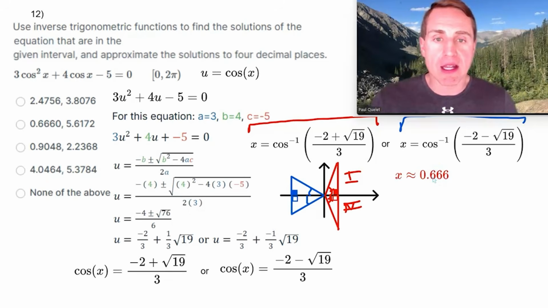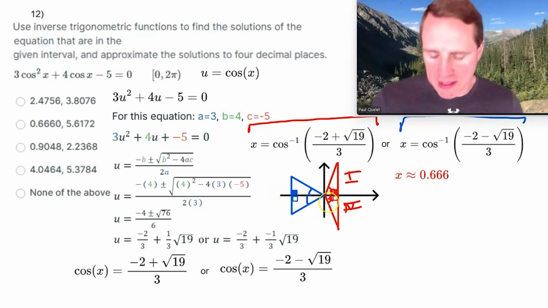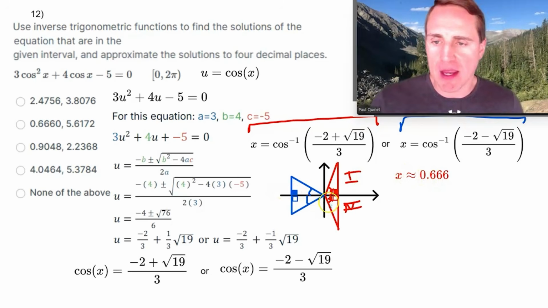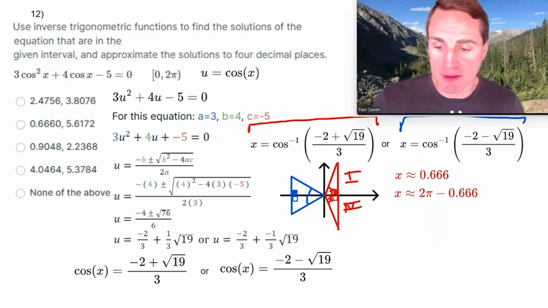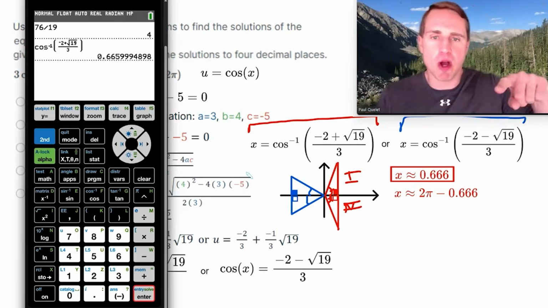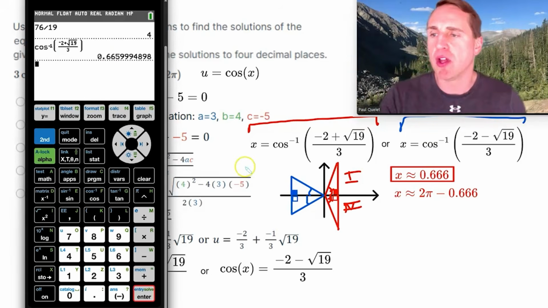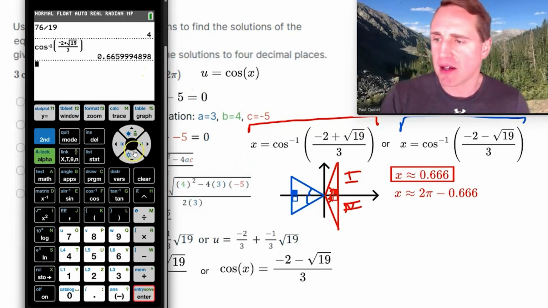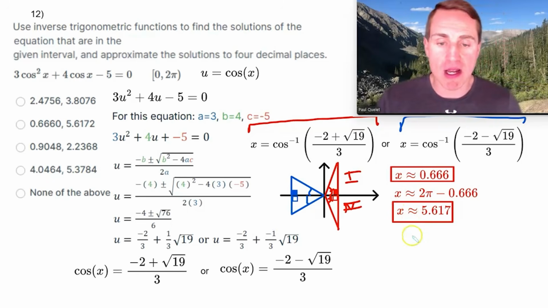We also need a value of x here that corresponds to quadrant 4. To get the other x, that's going to be 2 pi minus 0.666. Because again, you go 2 pi radians all the way around to the positive x-axis, but with that reference angle, you subtract off the 0.666 radians. So let's go 2 pi minus this angle here, and we get about 5.617 radians.